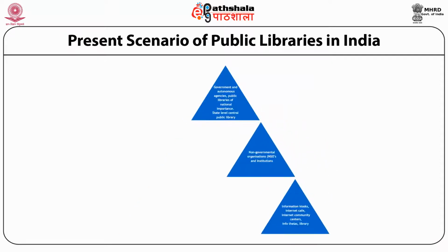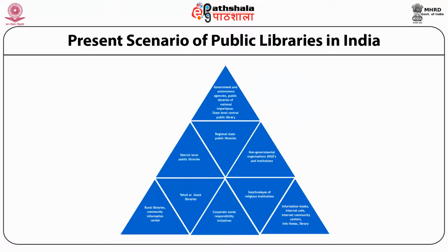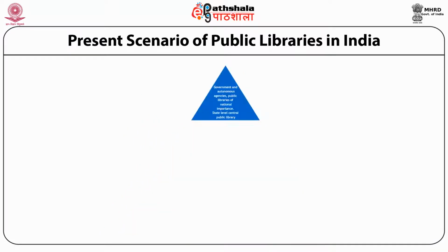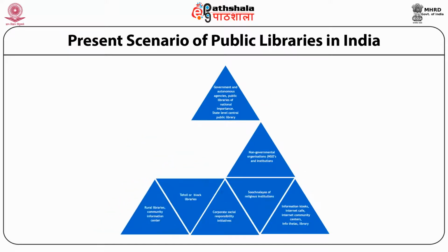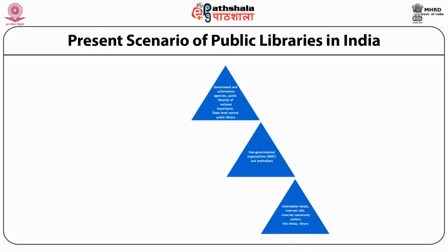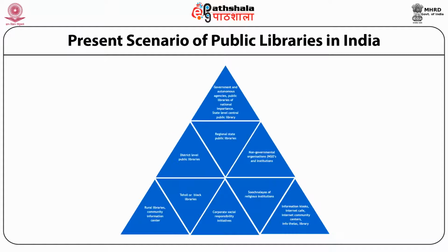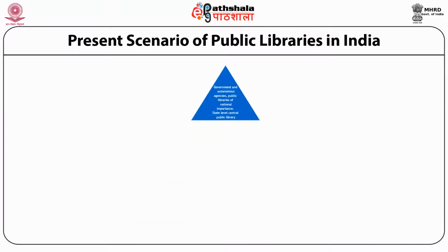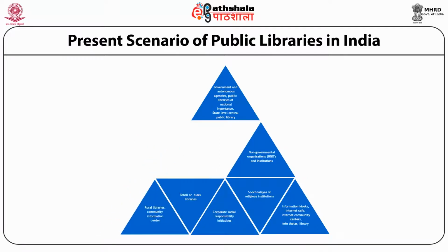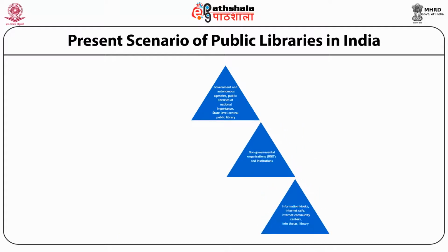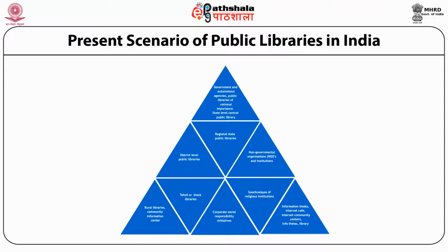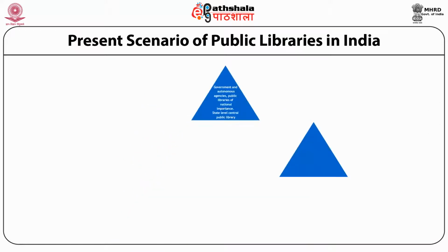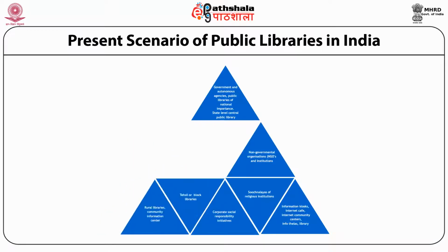At the top of the pyramid, you will find the government and autonomous agencies, public libraries of national importance, state level central public libraries, then regional state public libraries, then district level public libraries, and non-governmental organizations, NGOs and institutions, then tehsil or block libraries, then rural libraries, community information centers, then Suchnalayas of religious institutions, corporate social responsibility initiatives, and at the bottom you will find information kiosks, internet cafes, internet community centers, info thelas, library and information centers.